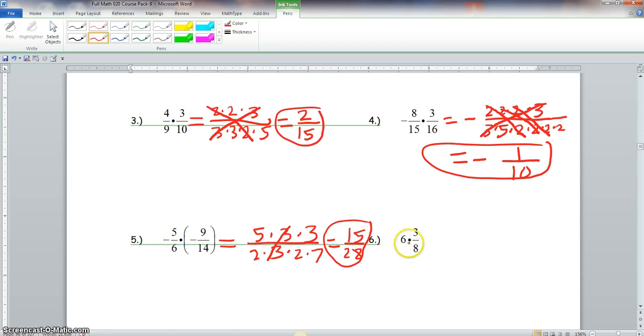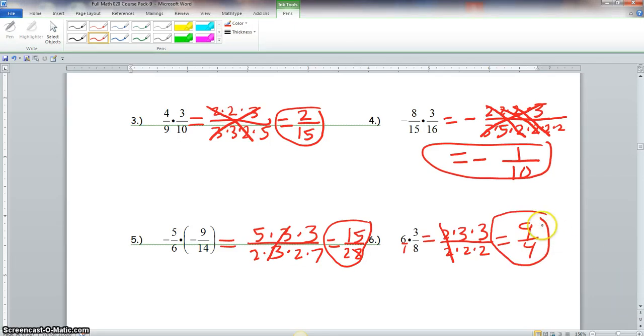Okay, we have 6 times 3/8. We could put that 6 over 1 to make that a fraction. So in our numerator, 6's prime factorization is 2 times 3, and then this 3 is already prime. In our denominator, we know the prime factorization of 8 is three 2's. So we only have one set of 2's in common. So our final answer is 9 over 4.